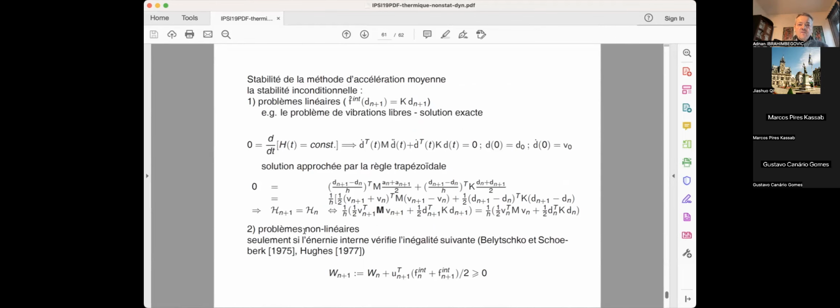So if you really want proof of stability, one thing you can do is go back to the original problem. If the original problem doesn't have any damping, I just have mass times acceleration plus stiffness times displacement. I multiply this by the velocity, so I have a scalar here. It so happens that this is nothing but the time derivative of my kinetic energy, which is 1/2 velocity times mass times velocity, plus the time derivative of my internal energy, which is 1/2 displacement times stiffness times displacement for the linear case.